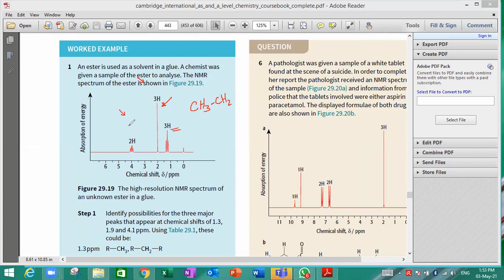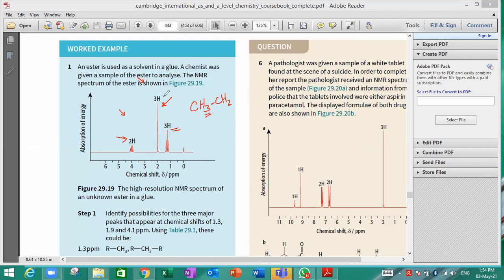And this part corresponds to 2 hydrogens. It means that we have a CH2. And since it is split into 4, this means that its neighbor contained 3 hydrogens. Okay. Understand, Lara, till now?